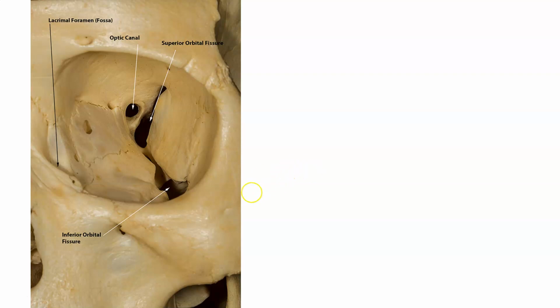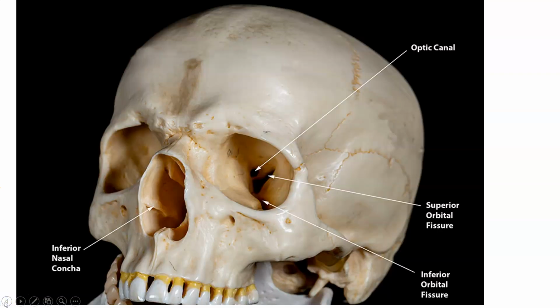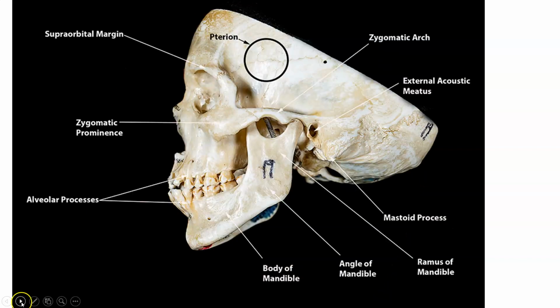Another marking on bones are slit-like passageways. Here's one on the top, so we call it the superior orbital fissure. And this is a fissure on the bottom, so we call it the inferior orbital fissure. We're looking at the eye orbit here. And here is a lacrimal foramen. If we go back to this picture, we can see those two slits, the superior and inferior orbital fissures. And we can also see the lacrimal foramen that would come down here.